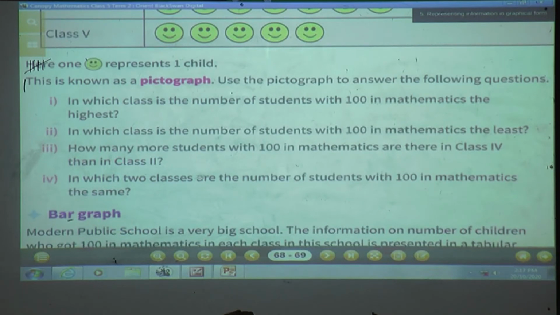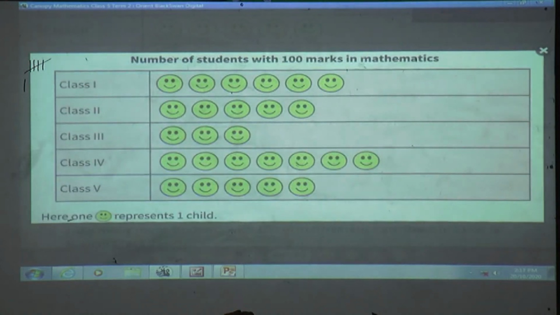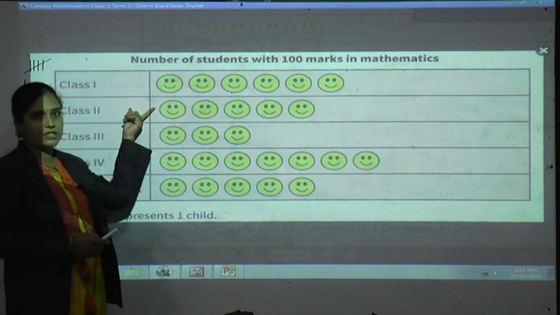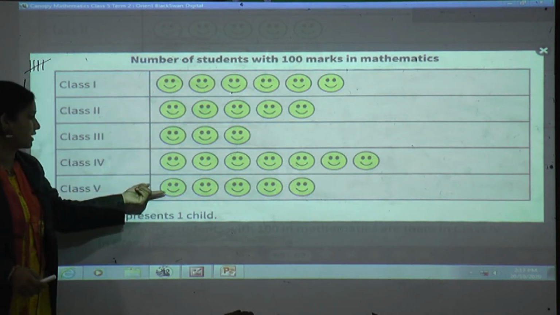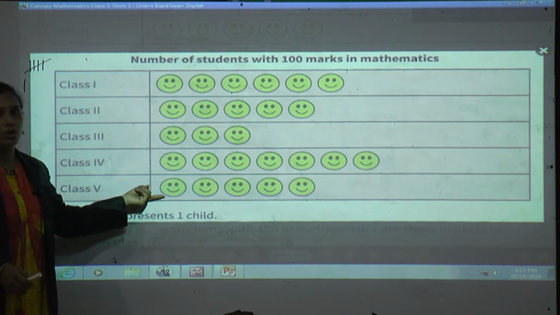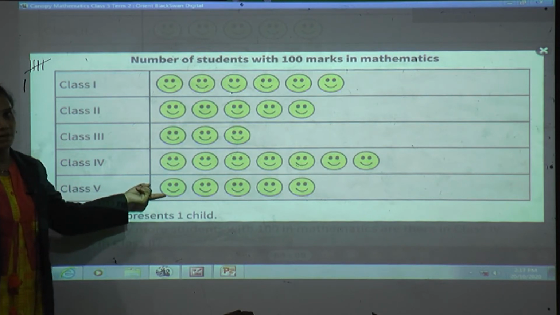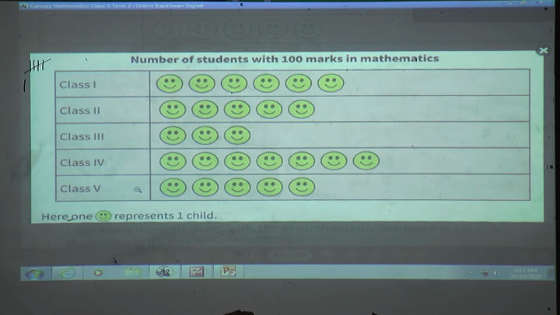Now in which 2 classes is the number of students with 100 in mathematics the same? See in which classes students got the same number. Yes, students, in class 2 and in class 5. In class 2, 5 students got 100 marks, and in class 5 also 5 students got 100 marks. Okay, so all of you understood the pictograph?